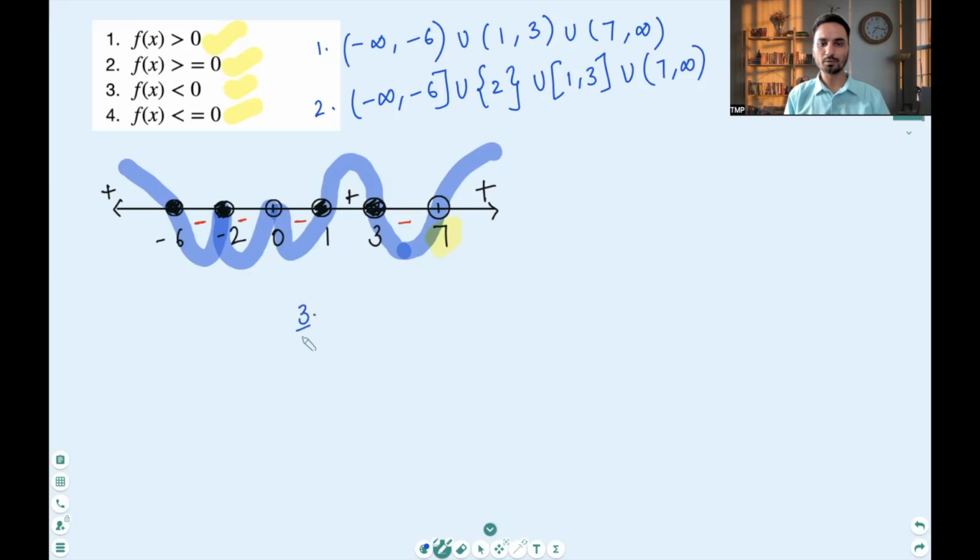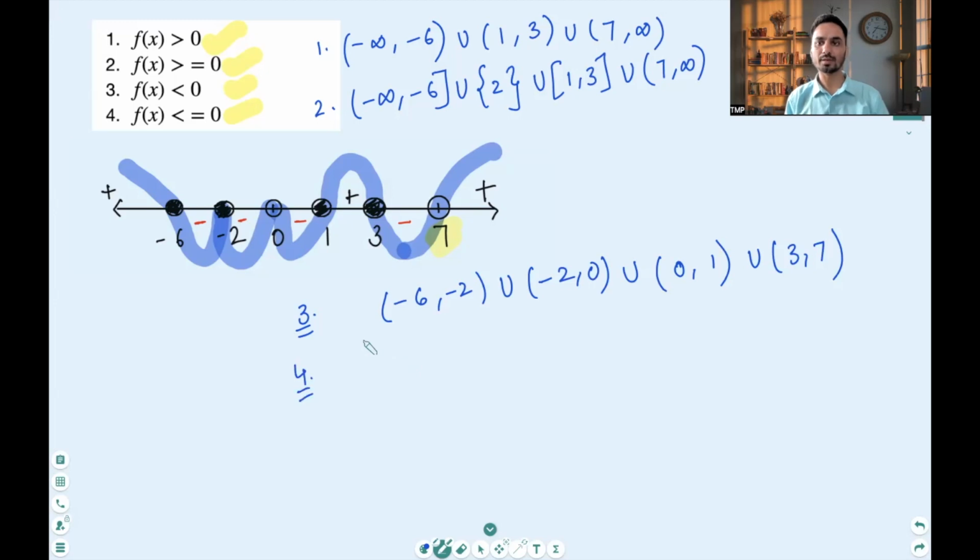Moving on to number 3, we want to find out where the function is negative. So looking at the wavy curve, we can easily find out that the function is negative at -6 to -2, union -2 to 0, union 0 to 1, union 3 to 7.